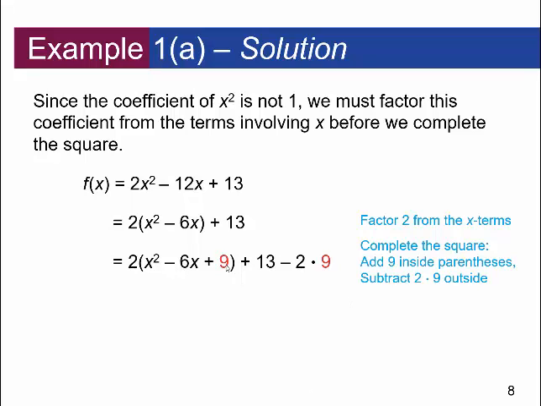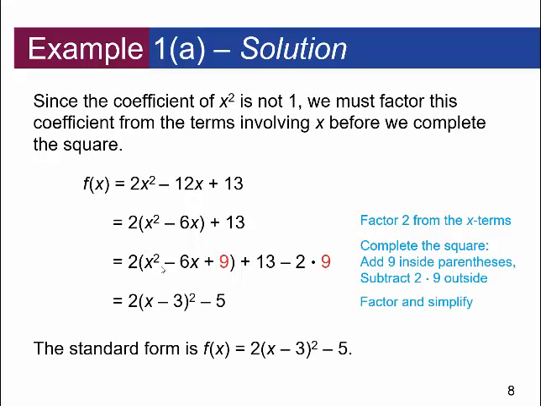Well, I didn't add just 9. I added 9 times 2 of it. So I have to subtract 2 times 9. Well, what's great about completing the square is this right here, x squared minus 6x plus 9, factors into x minus 3 squared. Okay, so I have 2 times x minus 3 squared. This is 13 minus 18, which gets me minus 5.